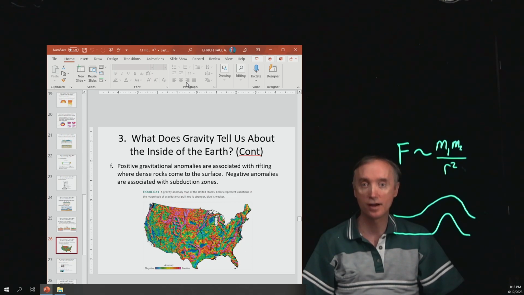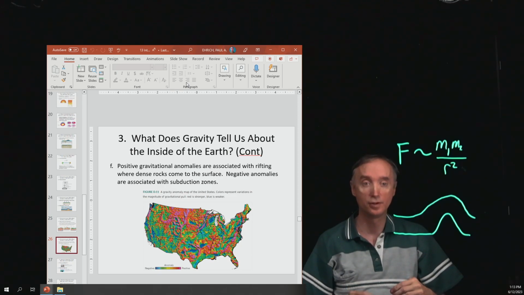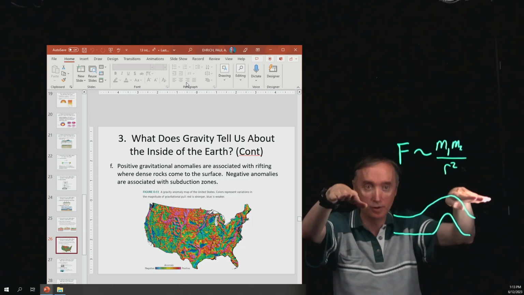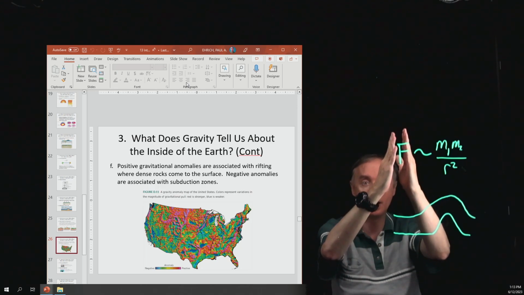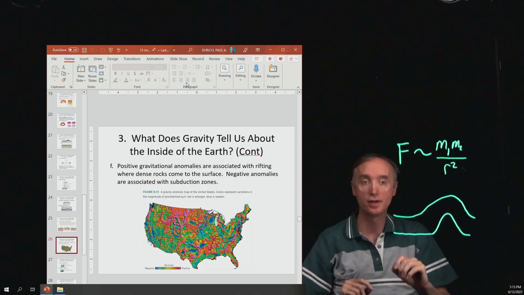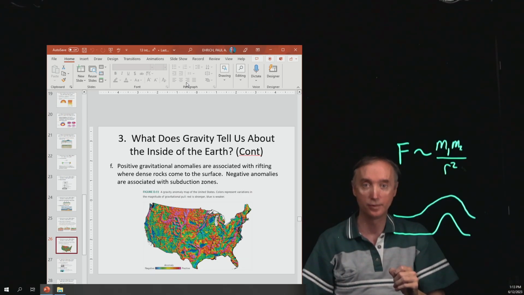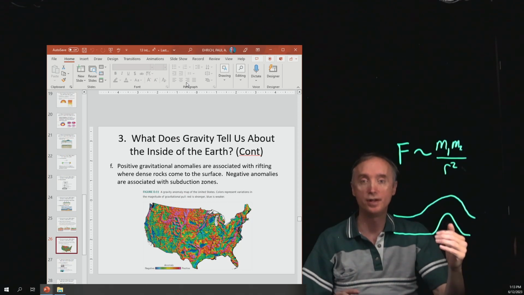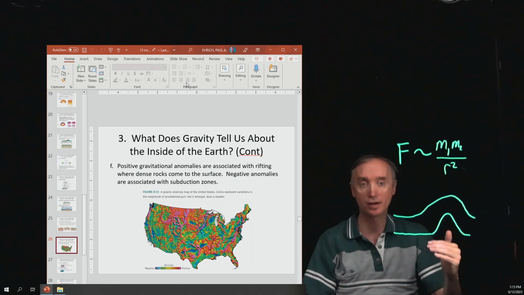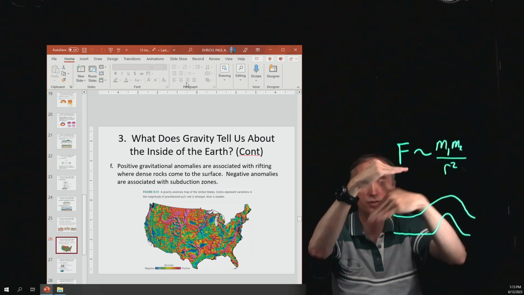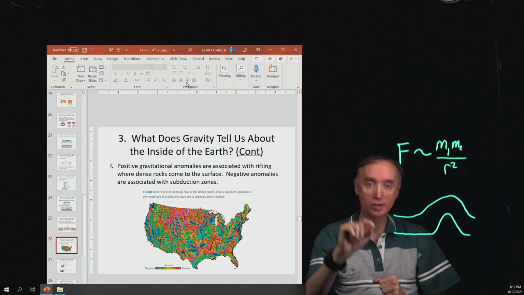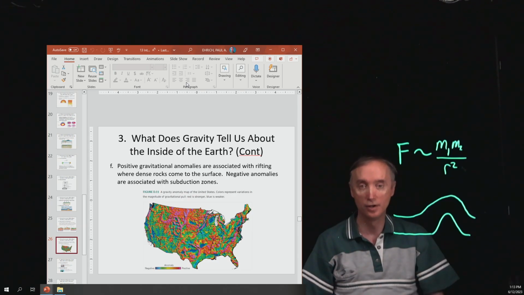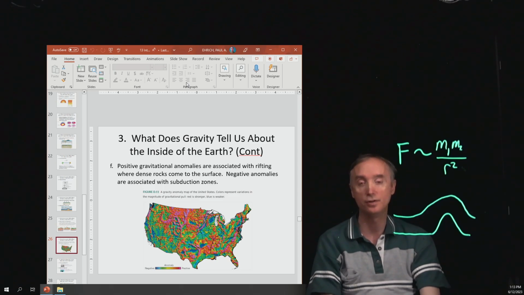And so positive gravity anomalies are associated with rifting, because where the ground is being pulled apart, what's happening in the asthenosphere? Material is coming up, and we said that that would cause a positive gravity anomaly. On the other hand, negative anomalies would be subduction, because material is going down at a subduction zone. And this picture here shows you positive and negative gravity anomalies in the United States.